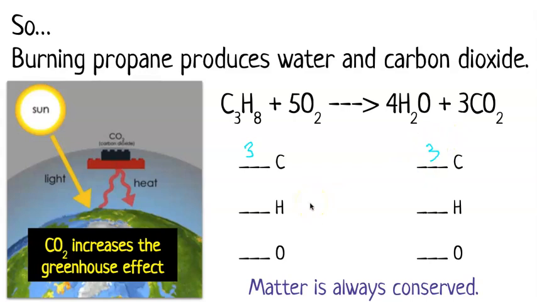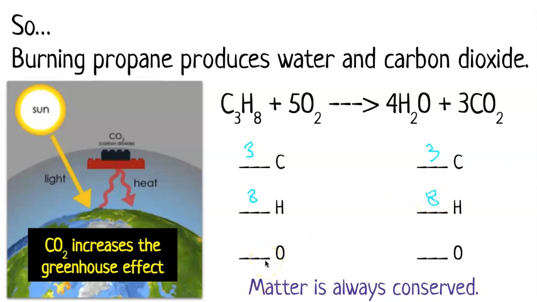How about H? So again, on the left, it's only in the propane, and there are 8 of them. And on the right, there's none in the carbon dioxide, it's just the water. We've got 4 water molecules, and each of them has 2 hydrogens in it. So if we have 4 molecules with 2 each, 4 times 2 equals 8, and we are balanced. That is an 8, really.